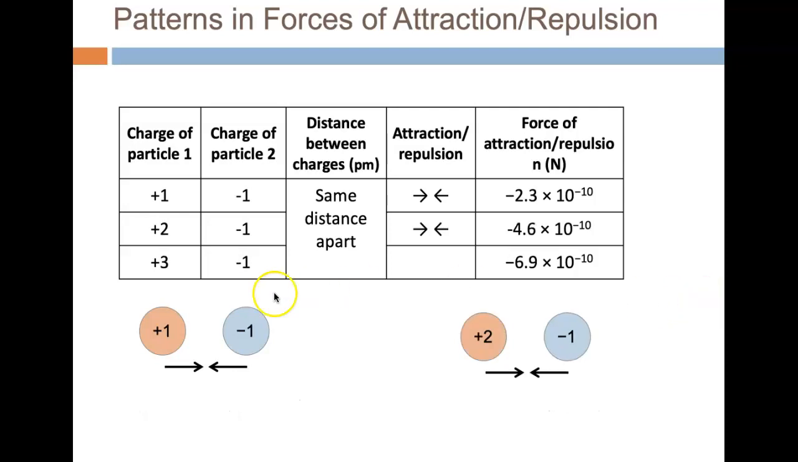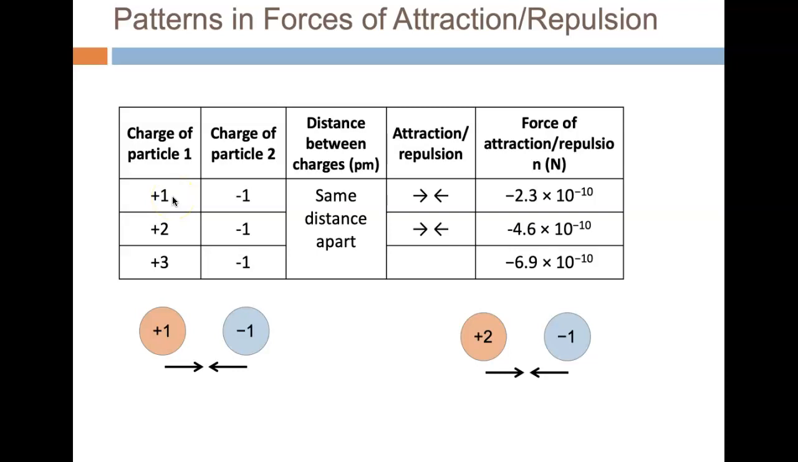Okay, this next set of data shows I've got a +1 and a -1, a +2 and a -2, and a +3 and a -1. All -1s here for charge 2, so charge 2 is staying the same. I'm not changing that variable. I'm going to keep them the same distance apart. I'm not changing that. And in each case, they're attracting because it's a plus and a minus. So the only thing I'm changing is the sign of charge 1.